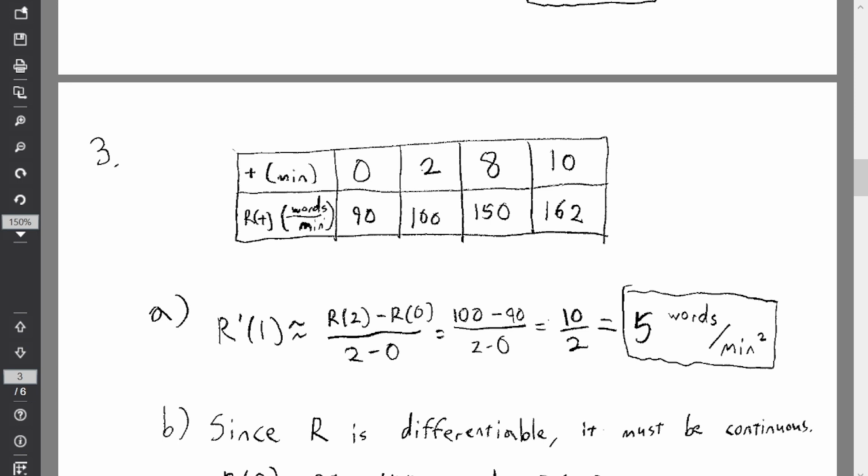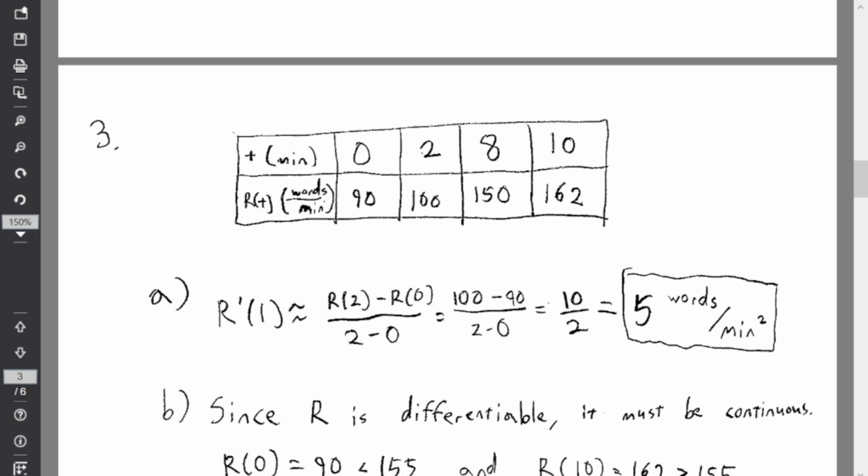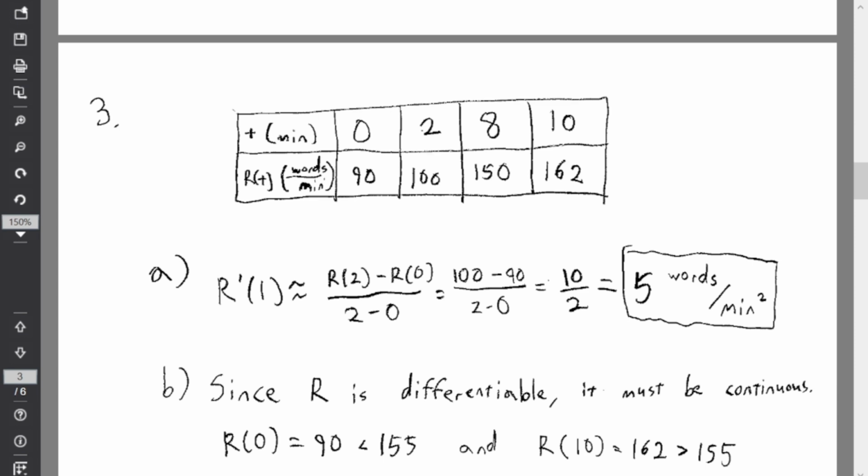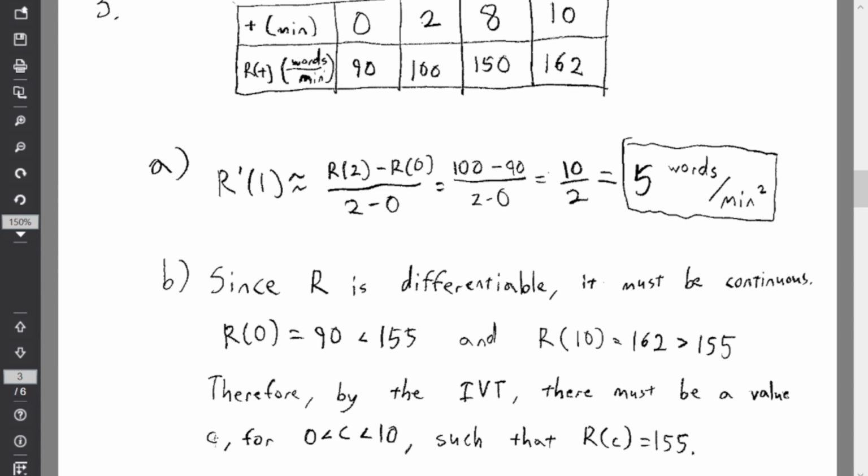And so once we know that it's continuous, then we need to show with those endpoints, one of them needs to be below my target value of 155, and one of them needs to be above the target value of 155. And looking at the table, at 0, we're at 90, which is below 155, and at 10, we're at 162, which is above 155. So we start below 155, we end above 155, therefore, at some point, we have to cross through 155. That's intermediate value theorem.